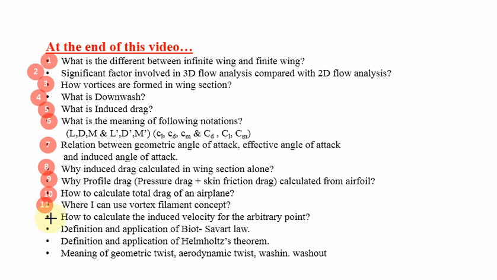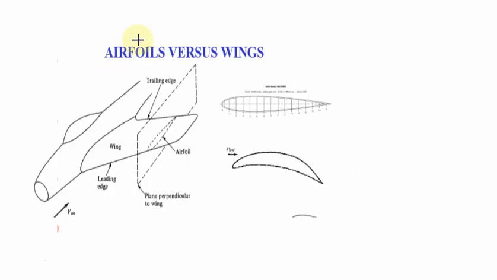When I am doing analysis, I need to calculate the velocity at an arbitrary point. How can we calculate that? That also we will discuss. Then the definition and application of Biot-Savart law as well as Helmholtz theorem. And finally the small topics like the meaning of geometrical twist, aerodynamic twist, wash-in, wash-out. So all these things we will discuss one by one. Just read the questions right now. At the end of the video, when you come back to this page, you will get a clear idea about all these questions. So now we will see the difference between infinite wing and finite wing.